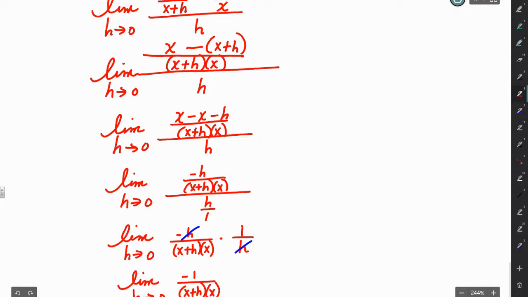And now we can use substitution. We're going to replace h with 0, and we're left with negative 1 over, basically we have x times x, or negative 1 over x squared. So our derivative, the equation to find the slope of the tangent line at any place on this curve, is equal to negative 1 over x squared.